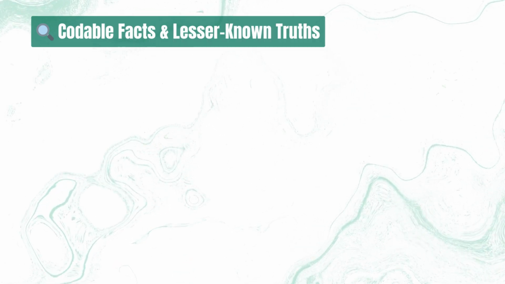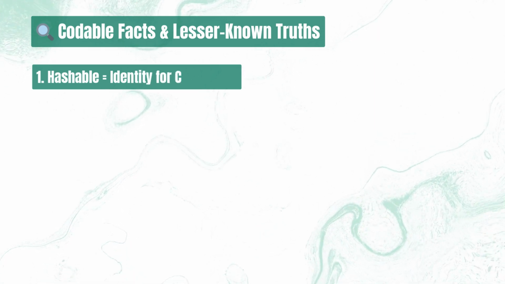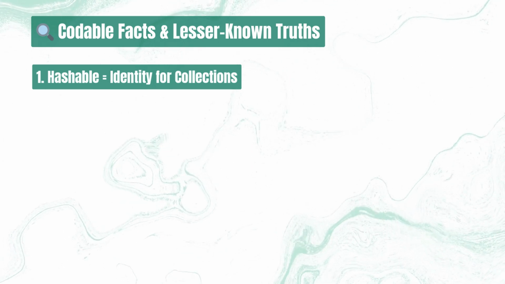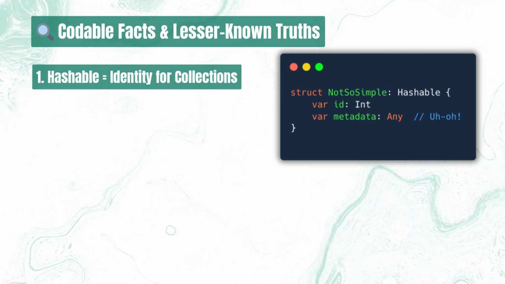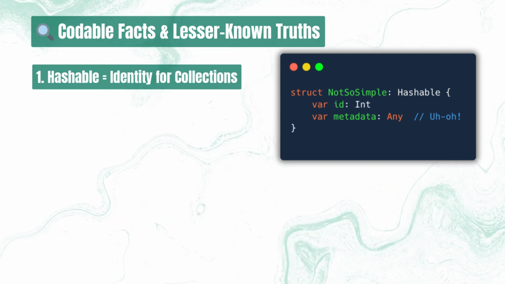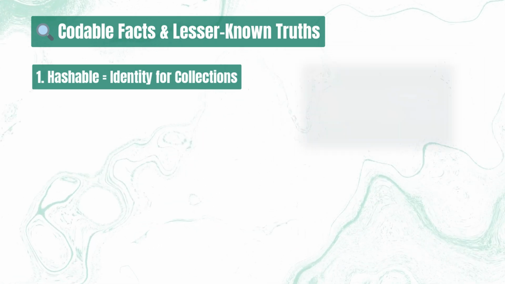To store something in a set or use it as a dictionary key, Swift needs to compare it quickly. But instead of comparing everything one by one, it uses a hash value, basically a number that uniquely represents your object. Now this user can go into a set, become a dictionary key, or join any elite hashing club.